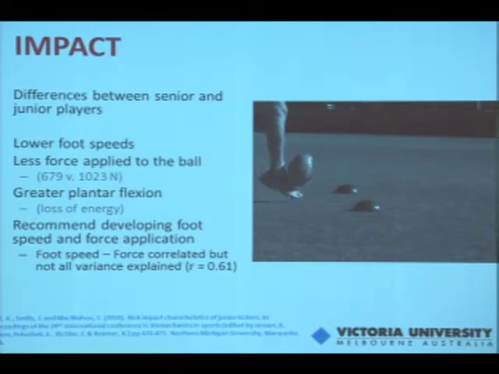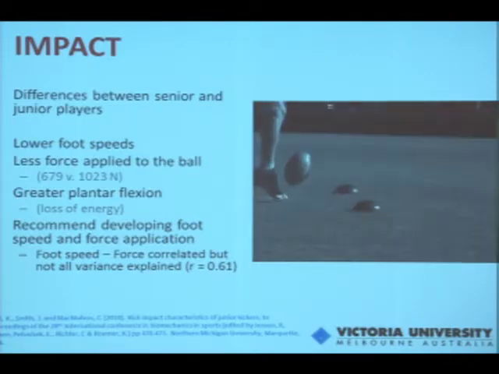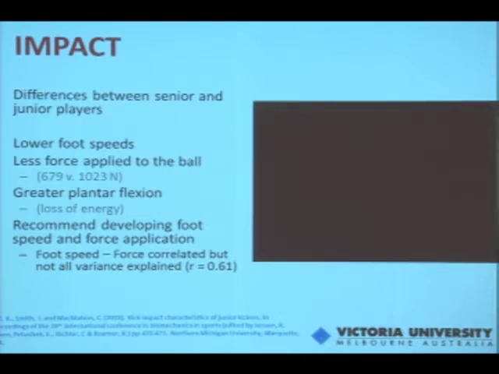We've also found differences between senior and junior players. Once again, lower foot speeds, lower ball speeds for the juniors. Considerably less force applied to the ball by juniors. They only get around sort of 700 newtons compared to over 1,000 by senior players. That's on average. One very important one is they've got greater plantar flexion.